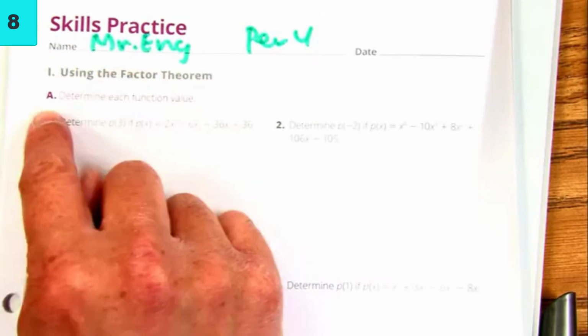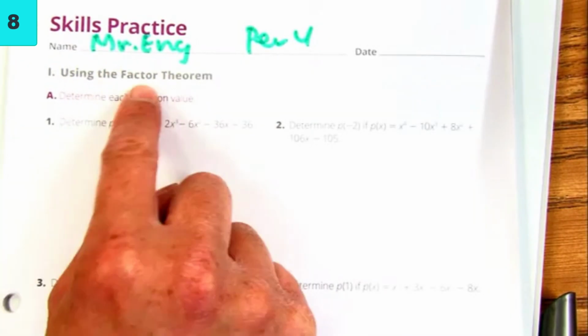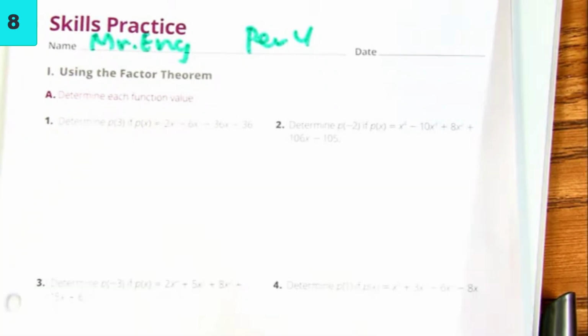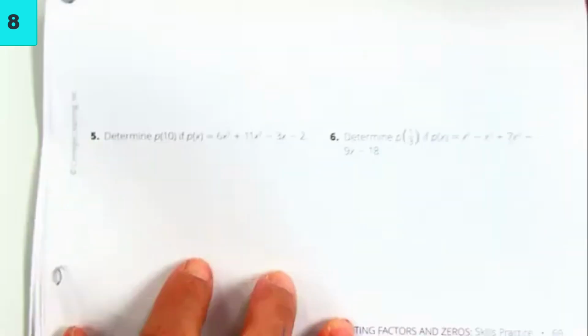We're going to be using the factor theorem, but to do that, I haven't explained what the factor theorem is, but we just need to determine each function value. So let's do number 5. Super handy today if you have your calculator. Determine p of 10 if p of x equals 6x to the third plus 11x squared minus 3x minus 2.